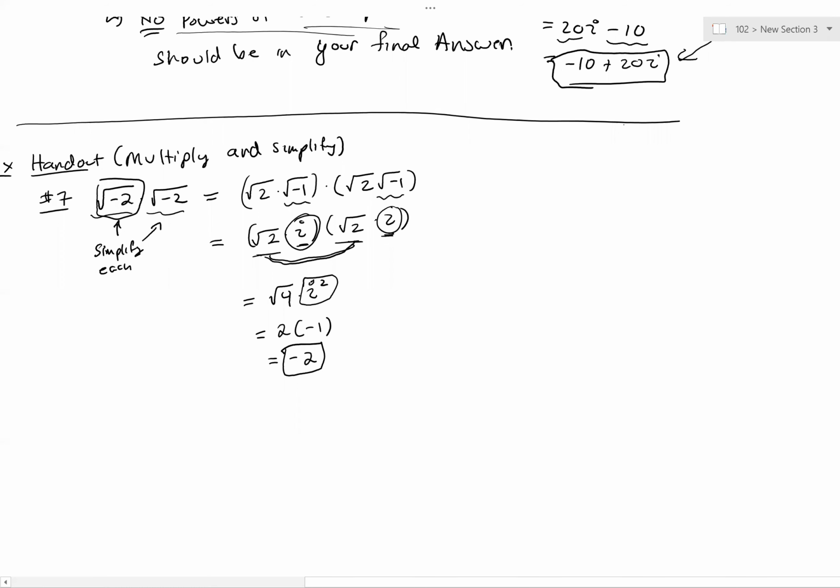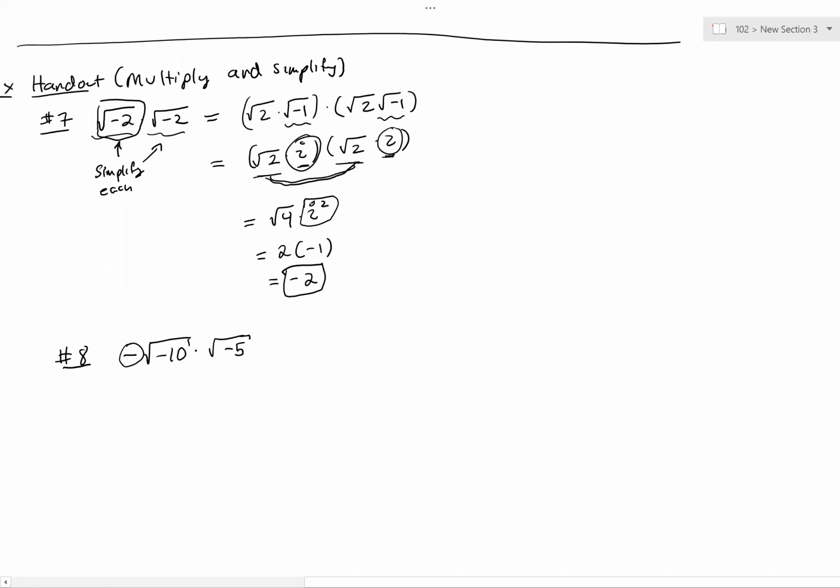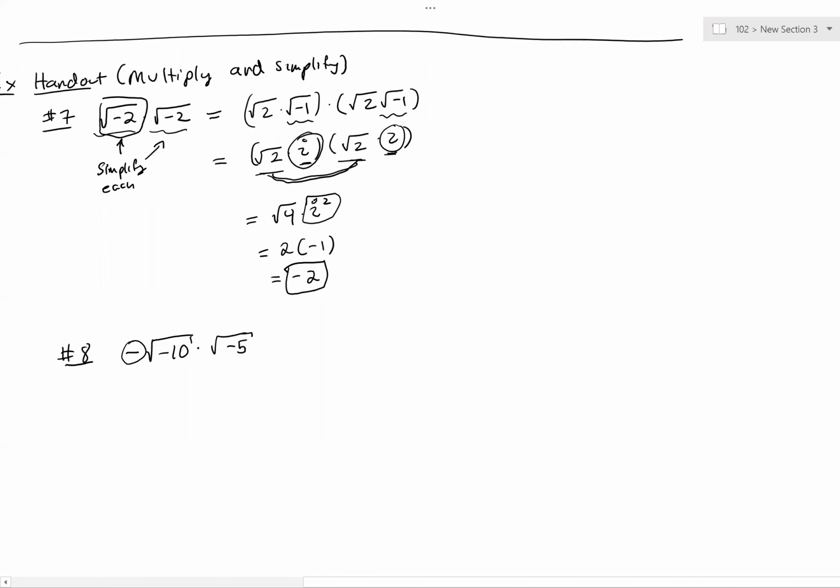So let's look at the next one. We have number 8 here. Similar, a little bit more complicated. So we're multiplying the negative of the square root of -10 times the square root of -5. Okay, so I'm going to have a negative out front, and it may or may not simplify or go away at the end. So I'm just going to keep it there until I don't need it anymore.